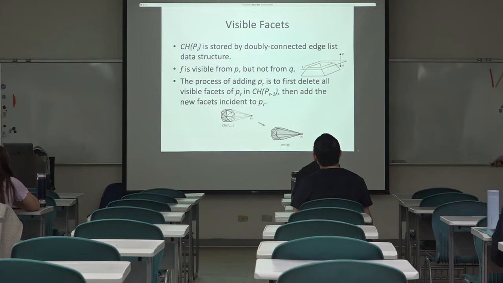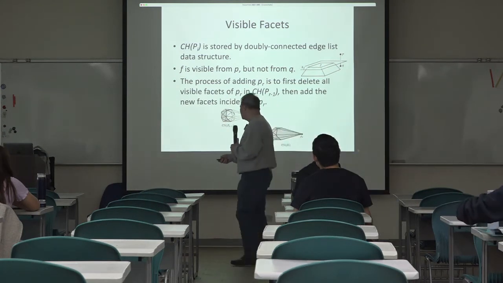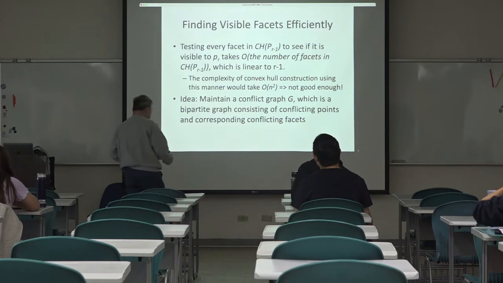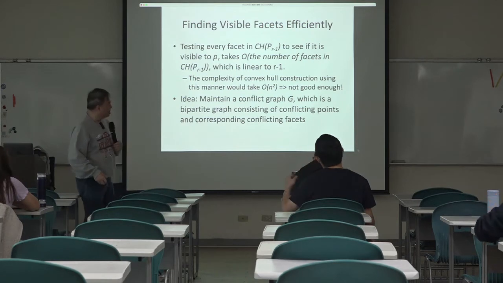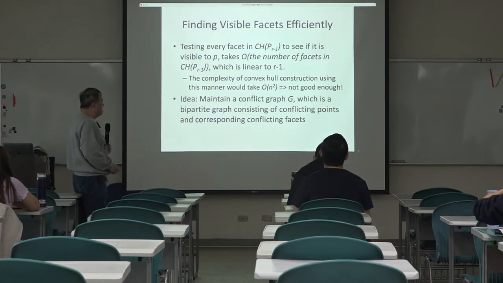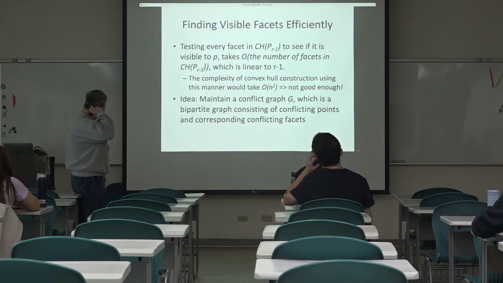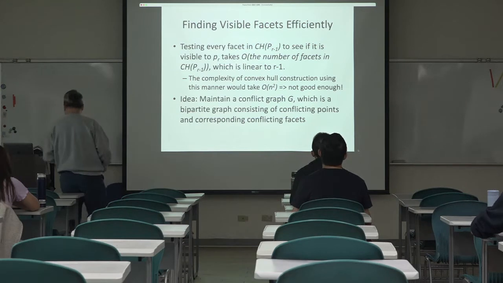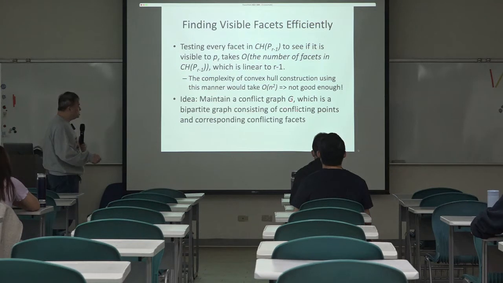But the issue is how do we check the faces that are visible. As we discussed last time, if we do not have an efficient way to deal with that, then we are going to end up with an n squared complexity algorithm to finish this insertion process. But that's too costly. So the idea is to maintain a conflict graph.